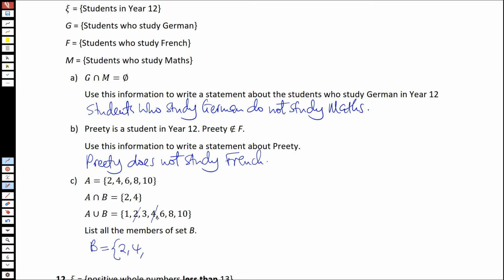So we can cross that out. But then we can't have any other number from set A apart from 2 and 4. So you cannot have 6, you cannot have 8, you cannot have 10. So the remaining numbers, as you can see here, will just be 1 and 3. And that will be members of set B.